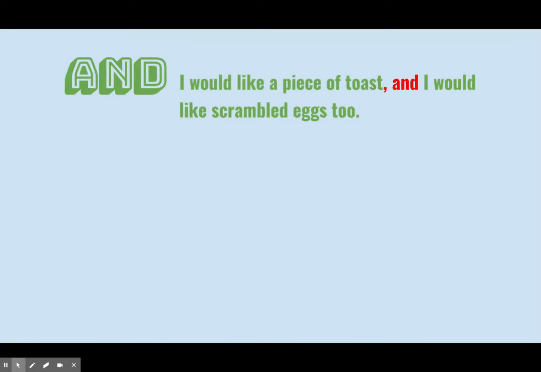Now, "and" is when you connect two similar things. I would like a piece of toast, and I would like scrambled eggs too. Each one of those is an independent sentence connected with the glue, which is the conjunction: comma, conjunction. You do not use the comma if you would say this: I would like a piece of toast and egg. No comma, because that second part is not a complete sentence. Complete sentence, complete sentence, comma, conjunction.